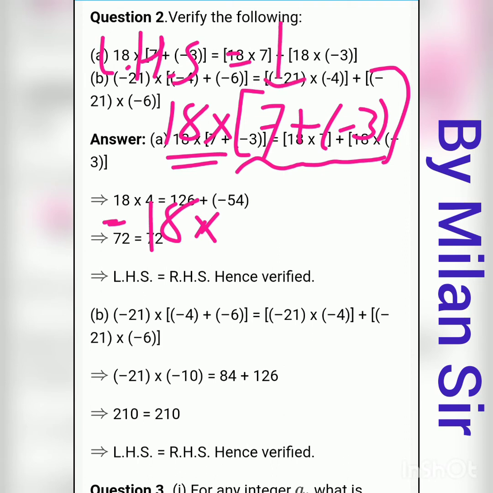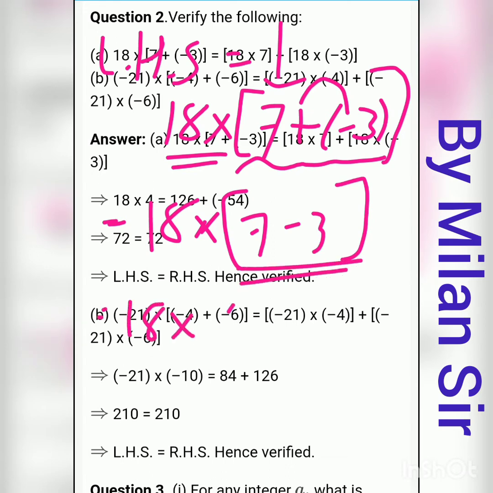Here in the bracket, first of all 7 as it is, plus minus minus 3. Now we can solve this bracket. 7 minus 3 is 4, right? The bigger number 7 has a positive sign, so the sign is positive. Now finally we need to do the multiplication here.